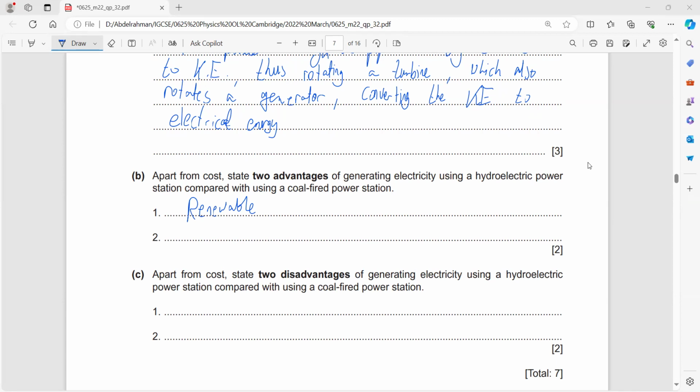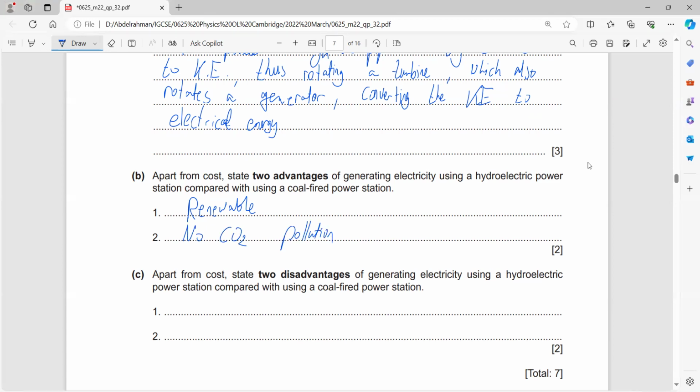Not just air pollution, okay? You have many different types of air pollution. You can say it doesn't, for example, contribute to greenhouse effects. It doesn't produce any acid rain. It doesn't produce any carbon dioxide pollution, okay? Don't just say air pollution. Air pollution is a very vague word. For example, no carbon dioxide pollution.